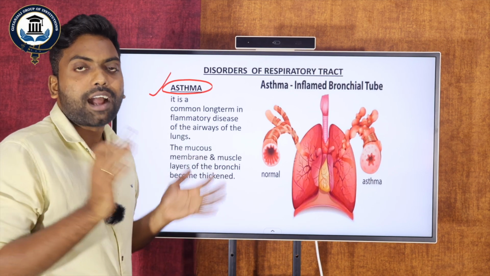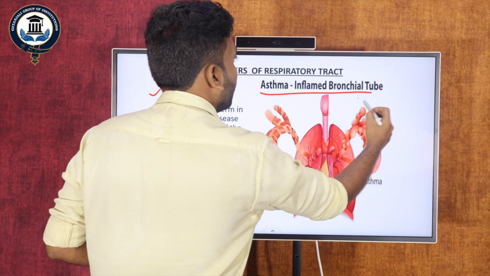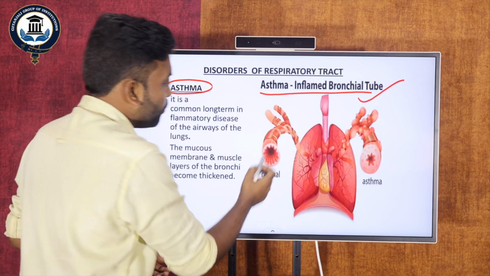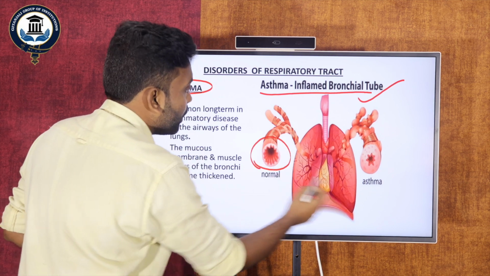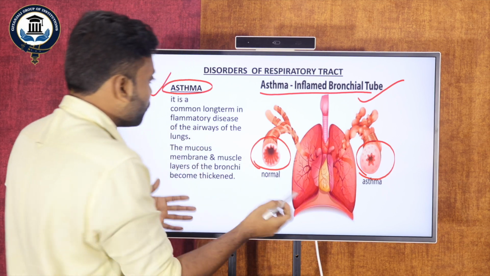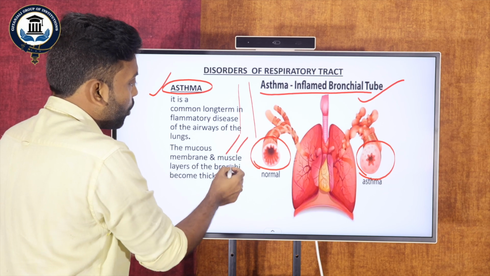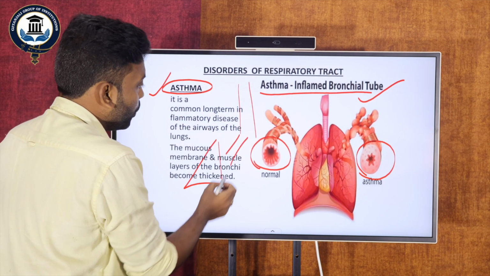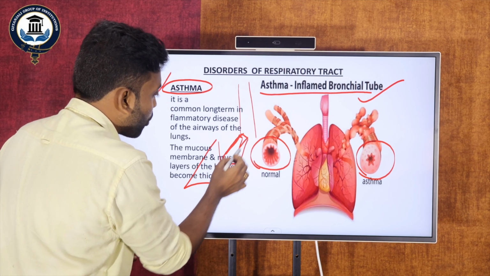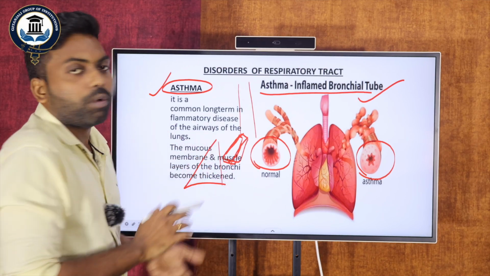So what is the meaning of asthma? Asthma is nothing but inflammation of the bronchial tube. This is a diagram. You can see here a normal tube and this is the asthma-affected tube. Before that, you must understand this is the airway: trachea, bronchus and lungs. When the bronchus or bronchioles narrow, a breathing problem will happen.